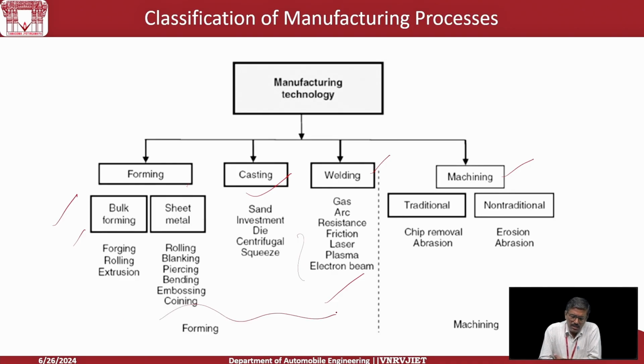Along with that, there is another traditional manufacturing process called the machining process. You can see here, the machining process is identified as a separate one because in machining we remove material, rather than adding. Why do we require the machining process?